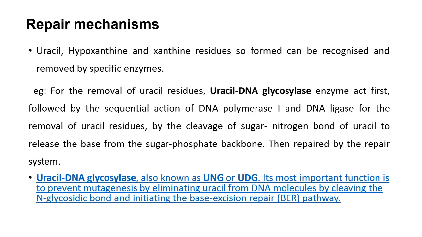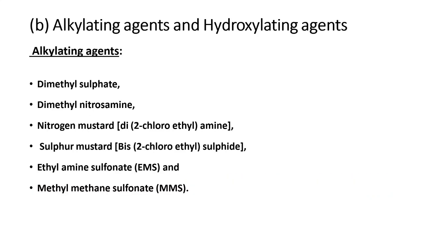And here, the uracil DNA glycosylase is also known as UNG or UDG. Its most important function is to prevent mutagenesis by eliminating uracil from DNA molecules by cleaving the N-glycosidic bond and initiating the base excision repair pathway. Therefore, this is usually taking place during the repair mechanism.